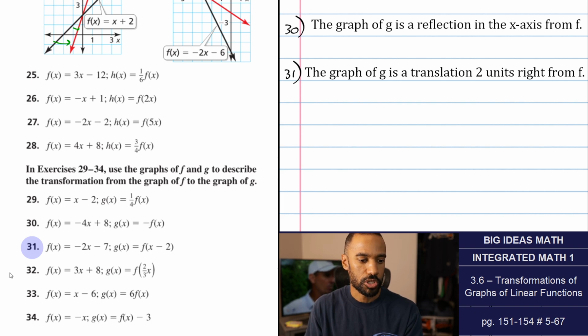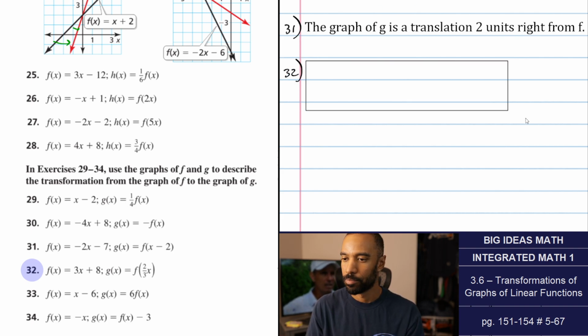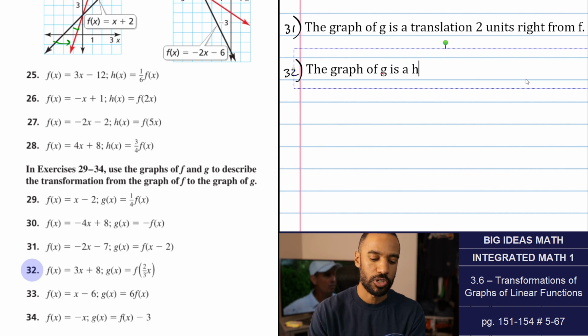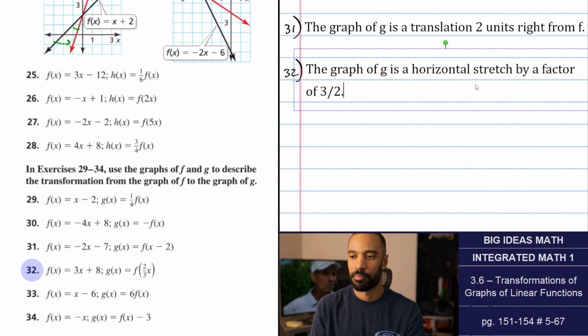Number 32 is also inside the function, but this time because it's multiplying by something, it's a stretch or shrink. Because 2/3 is less than 1, keep in mind, you have to do the opposite of that. You're going to have to stretch it, and by its reciprocal. So it's good we get one of these in. The graph of g is a horizontal stretch by a factor of, not 2/3, that would be smaller, 3/2 from f.